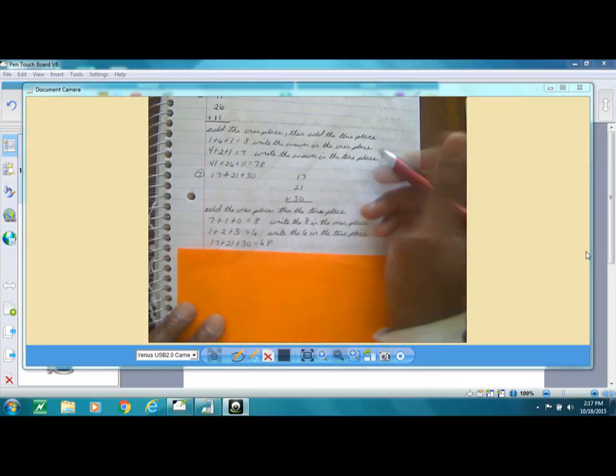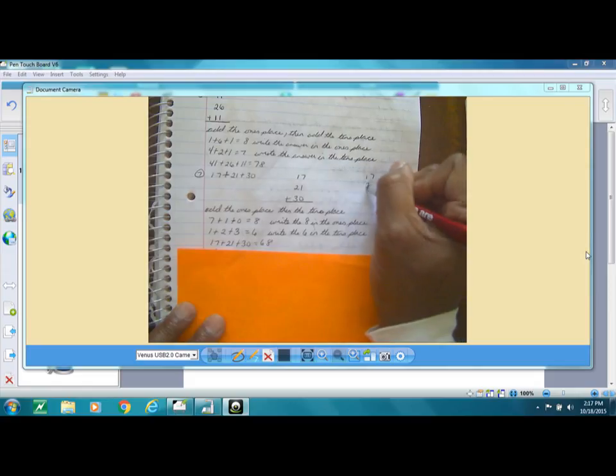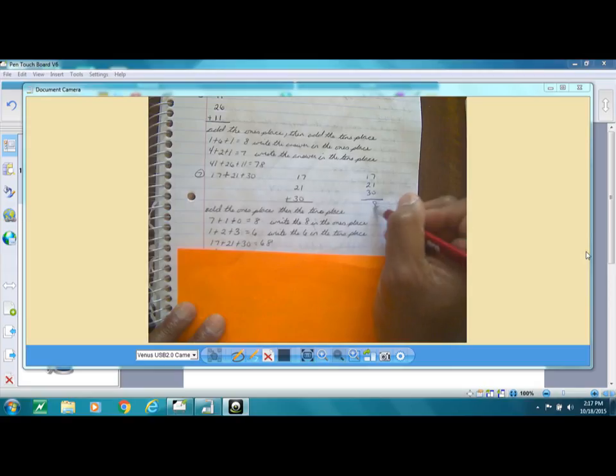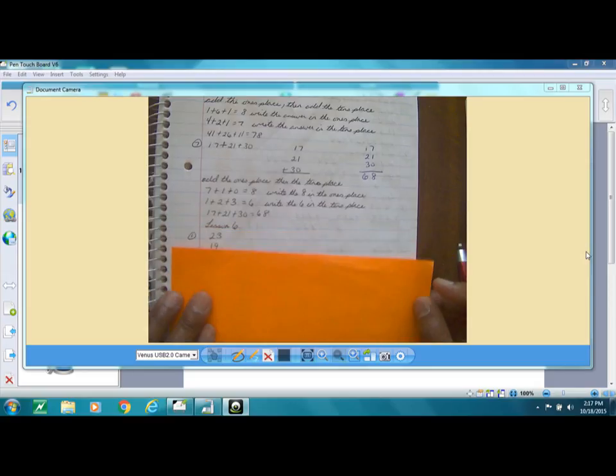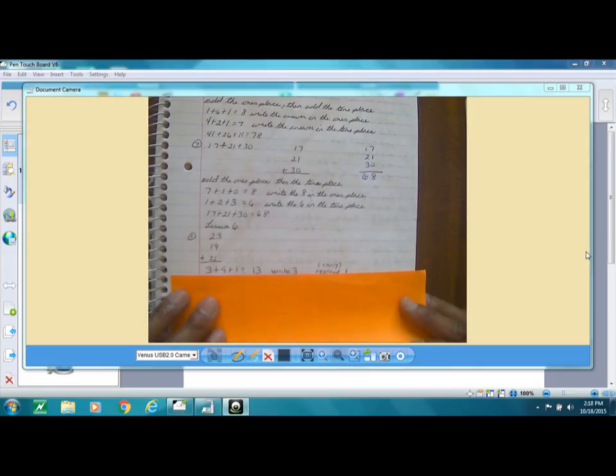On your paper, you should have 8, 6. Yours should be like that. Okay? We're moving on to lesson number 6. Number 6 is going to be the same thing, adding 3 two-digit numbers, but it's going to be with regrouping. So again, we add the ones place first.